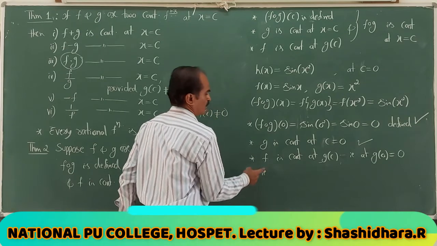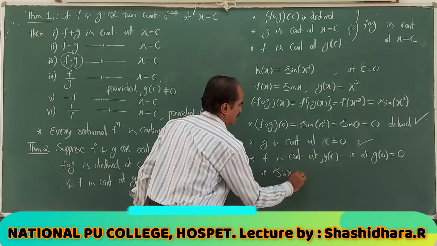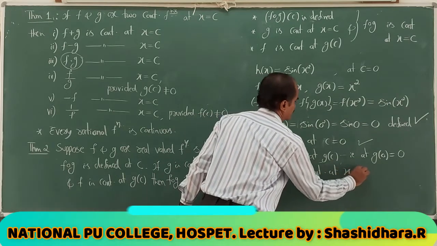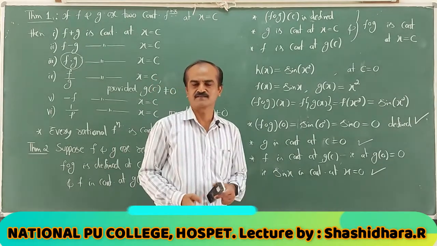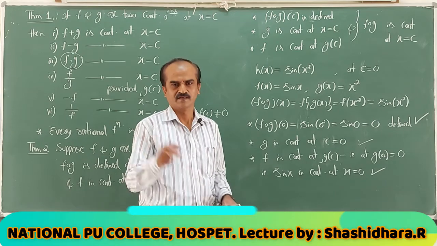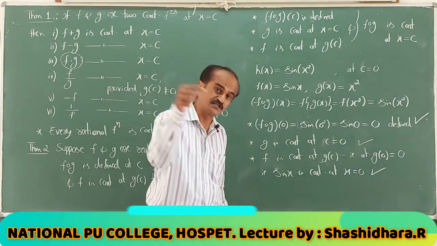That is, what is f? Sin x. Sin x is continuous at x equal to 0. All the three conditions are satisfied. f∘g is defined at c. g is continuous at c. f is continuous at g of c.